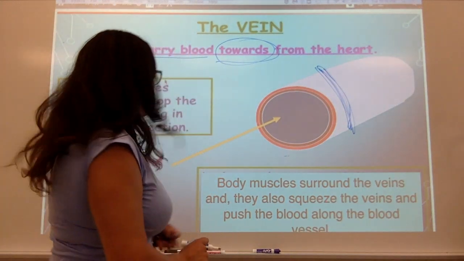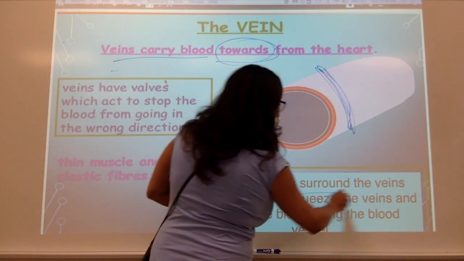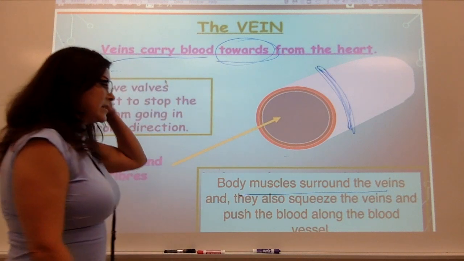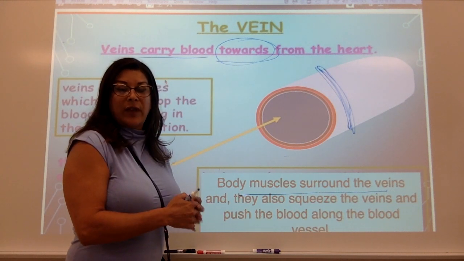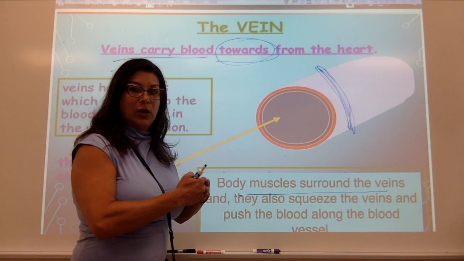These muscles surround the veins, and they squeeze these guys, again causing the valves to open and then to close.